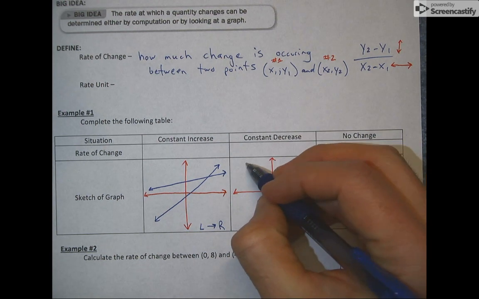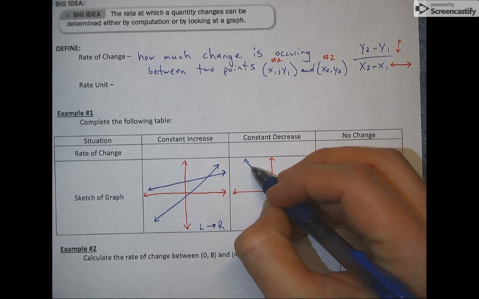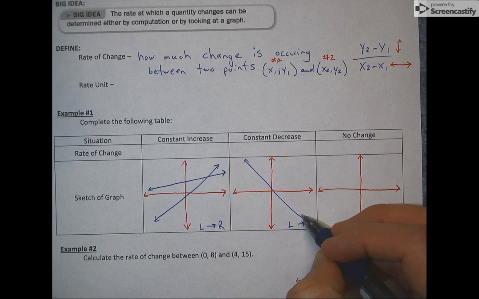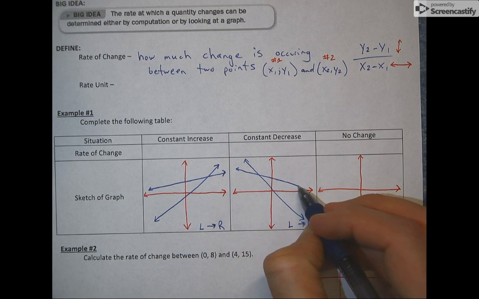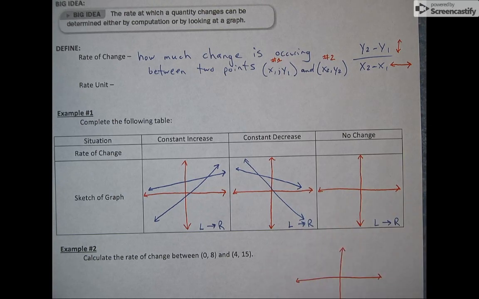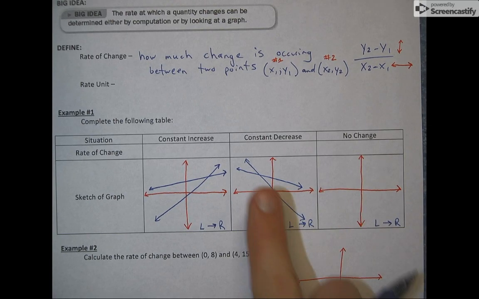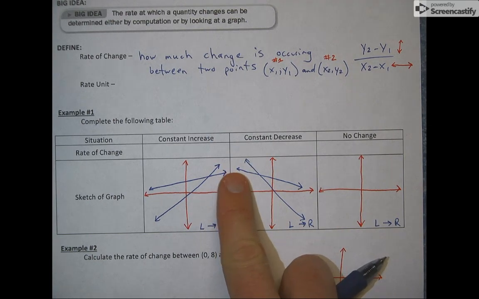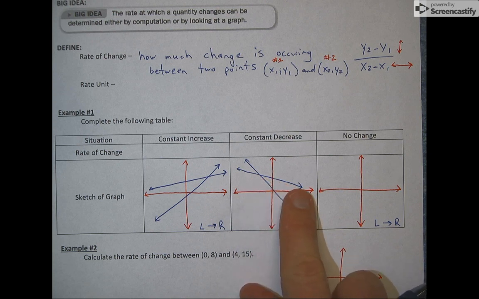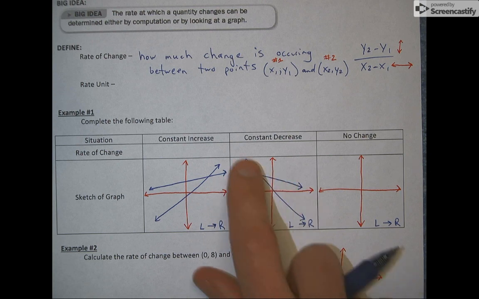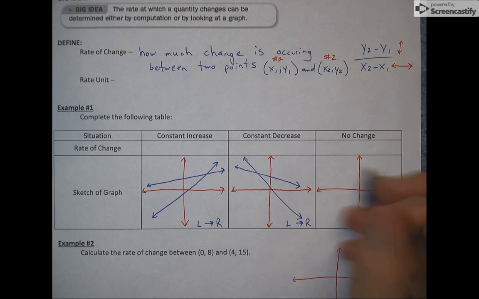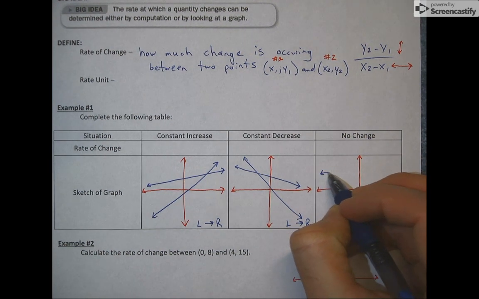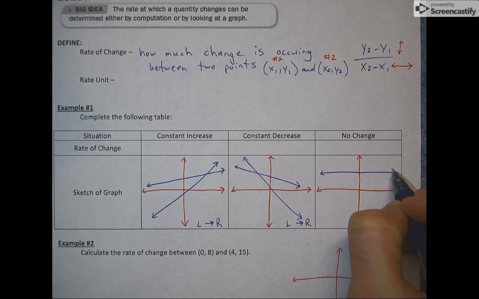So a constant decrease is going to be the opposite. It's going down. It could go down much more slowly. These are both examples of a constant decrease. As you go from the farthest point left and follow that line to the right, the y value is decreasing. It's going down. And then no change, that's going to be a line that just goes straight across.